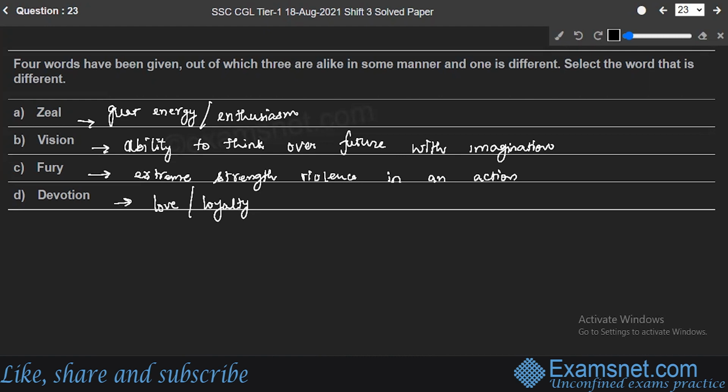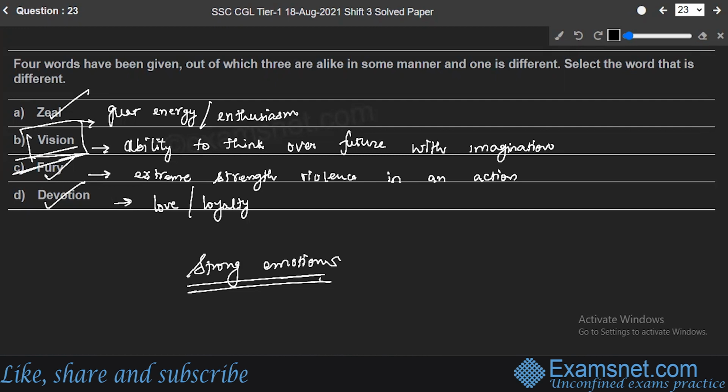See, if you look at all these words, all the words like devotion, fury, zeal, they're expressing strong emotions. Vision is not an emotion. It is the ability to think about the future with the imagination. So option B is the odd one out because it's about vision. Whereas zeal, fury, and devotion, they are very strong emotions. They deal with the emotions. So option B is the odd one out and is the correct answer to our question. Hope you are clear with this.